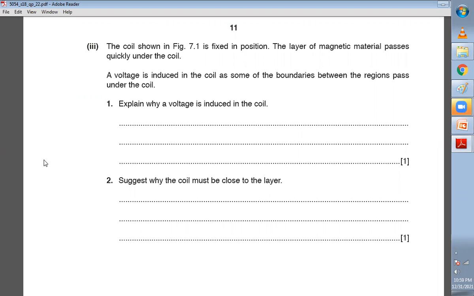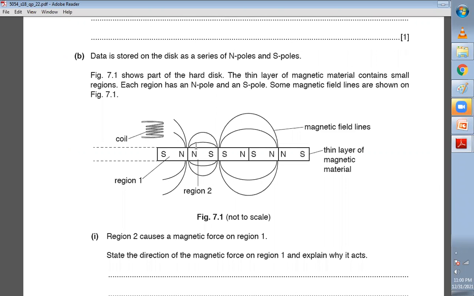A voltage is induced in the coil as some of the boundaries between the regions pass under the coil. Explain why a voltage is induced in the coil. You see, when this material passes under this coil, the magnetic lines passing through the coil will change. The magnetic flux passing through the coil will change in direction and in size. Whenever the magnetic flux passing through a coil changes, EMF will be induced in the coil automatically.